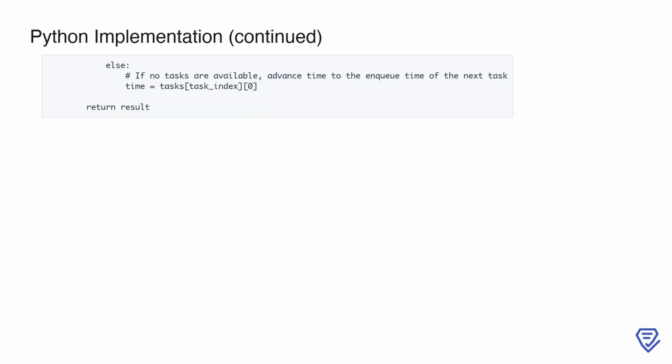If the heap is empty, meaning no tasks are currently available for processing, we need to advance the time to the in-queue time of the next task in the list. This ensures the CPU does not remain idle unnecessarily. The process continues until all tasks have been processed and added to the result list. Finally, we return the result, which contains the indices of tasks in the order they were processed by the CPU. This approach ensures that tasks are executed efficiently while respecting their in-queue times and processing priorities.